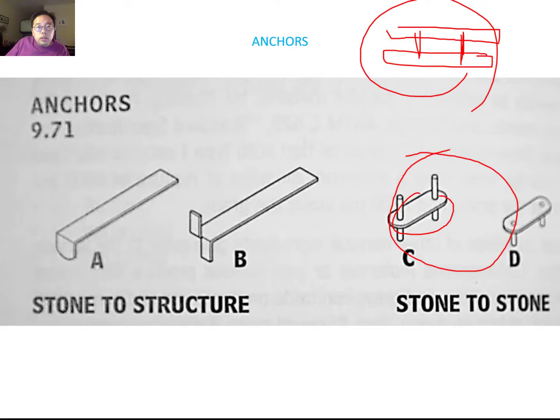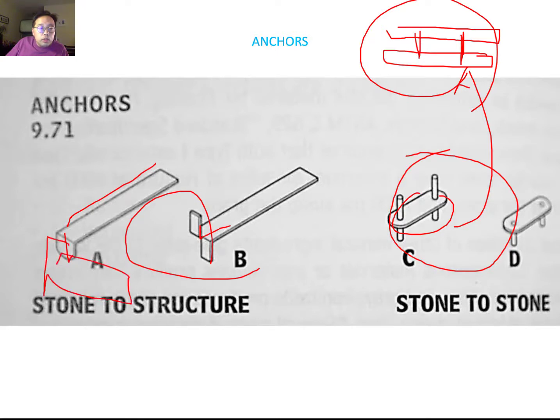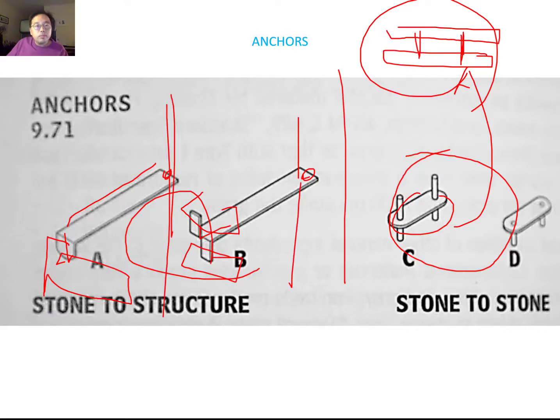So this one is more to connect stone to stone, but for stone to structure they're using this bar. This is one side stone connecting here, this is two, the stacking stone here, and then this end of this anchor connects to the main structure part. Okay.